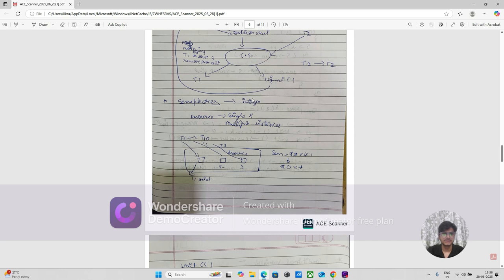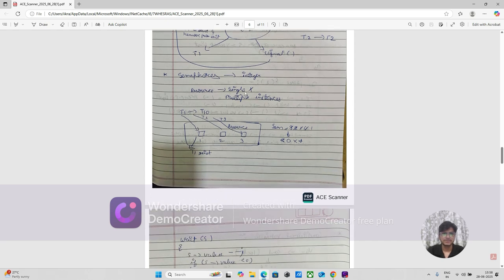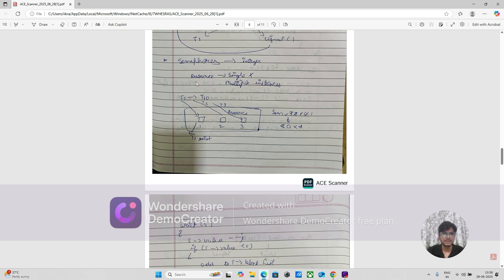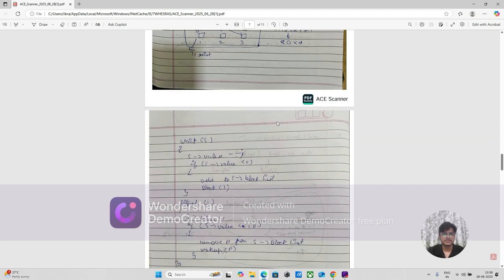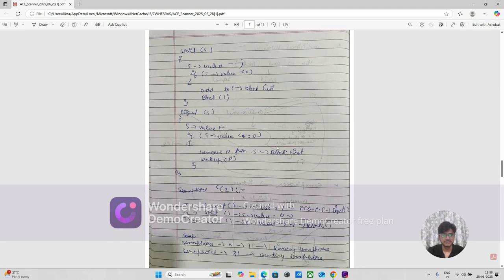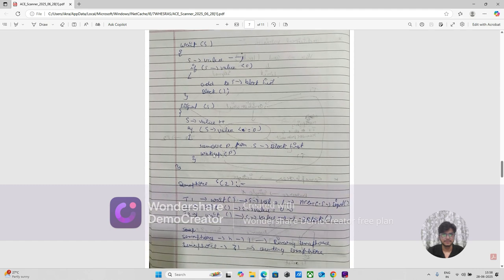So a semaphore is nothing but an integer. Resources can have single or multiple instances, like I have explained: semaphores can be binary, and counting means two or more instances. Okay, so this is the example you can learn from. You can check this example and you will understand it.